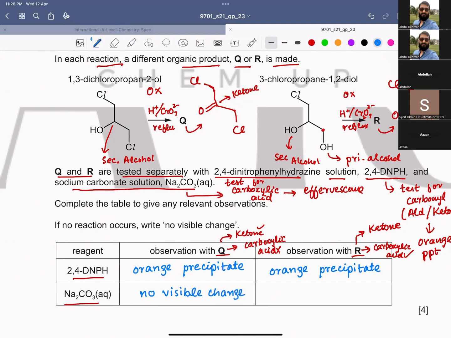But when we add sodium carbonate to R, carbon dioxide would form, because R has a carboxylic acid, and sodium carbonate, when it reacts with any acid, gives off carbon dioxide. And as the carbon dioxide is formed, you are going to observe bubbles or effervescence or fizzing. So I can write any one. Either I can write effervescence, or bubbling, or fizzing. Is this understandable?